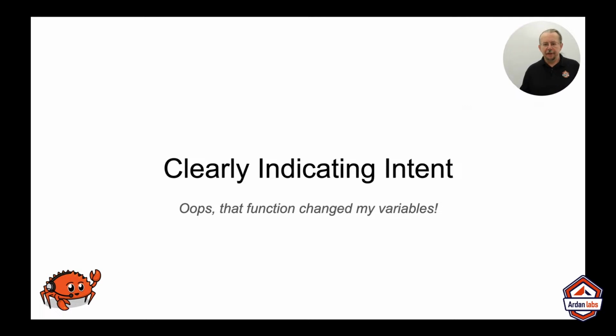All right, we talked a little bit about this, clearly indicating intent. And I've captioned this, oops, that function changed my variables. Sometimes being pedantic is good because you're clearly indicating what you expect to happen. You're not indicating what you hope will happen. And you're not indicating what you expect to happen based on the code last time you looked at the function signature of the other guy who wrote the library you're using.